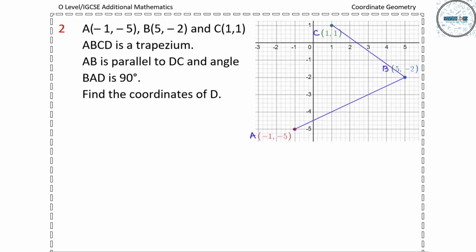Now we have to find the coordinates of D, and as we know, AB is parallel to CD. So the distance between these two lines would be same, and BAD is 90 degrees. It means that there is a right angle here. We will draw a line perpendicular to this. Then we can join this line with this point. So we have got a trapezium. We have to find out the coordinates of this D.